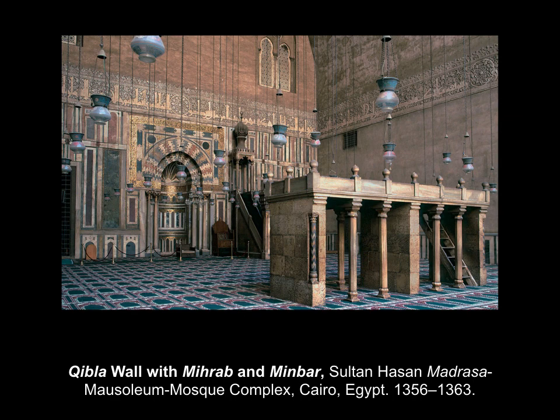And you might recall that there was a niche in the wall of the synagogue that we looked at in Dura Europos, which was for the Torah scrolls. And Christian churches have a very large version of a niche, the apse, which is where the altar is. So this is a version of those things in the context of this Islamic building.